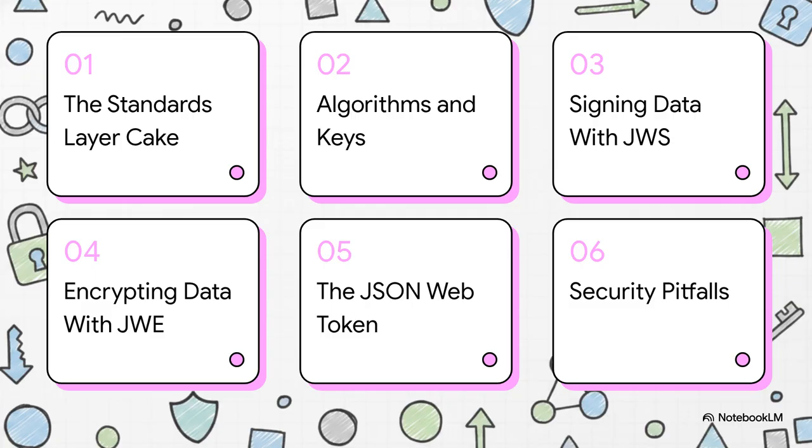Okay, let's take a quick look at our agenda for today. We've got 6 parts. 1. The standards layer cake. 2. Algorithms and keys. 3. Signing data with JWS. 4. Encrypting data with JWE. 5. The JSON Web Token. And finally, 6. Security pitfalls and criticisms. We're going to construct our mental model of security layer by layer, starting from the basic metadata at the foundation, working our way up to complex web tokens, and then looking at where these implementations can go terribly, terribly wrong.